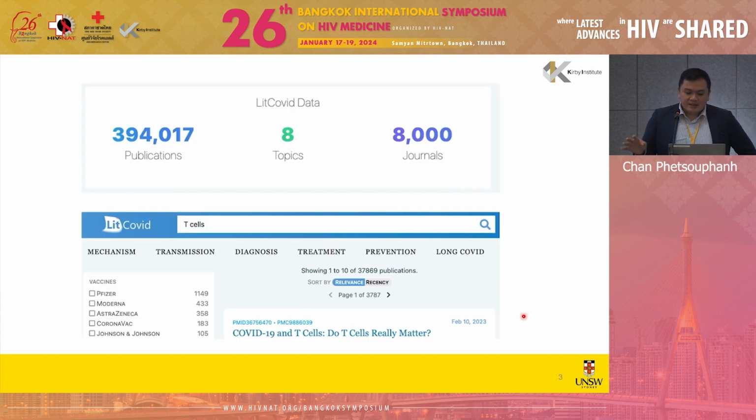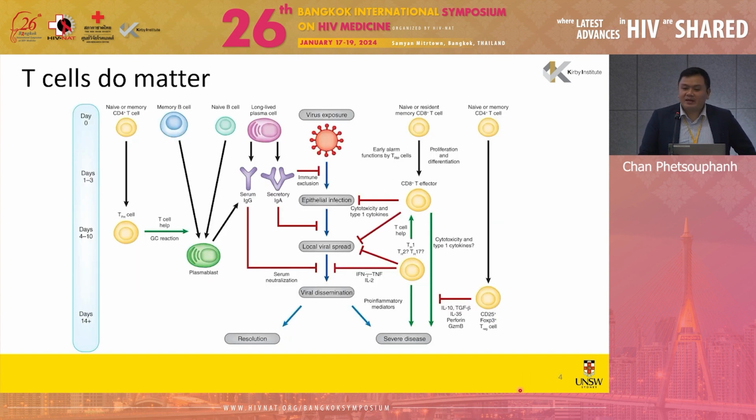When you look at T cells within COVID-19 research, and look at the database LitCovid, which basically collates all of the literature within COVID-19 research, and you type in T cells, publications are about 10% of the overall COVID-19 literature published in the last 4 years. So there's quite a considerable amount of work studying these cells and showing how important they are to immunity. The very first review that comes up asks the question, do T cells really matter? And I'd like to argue that they do matter.